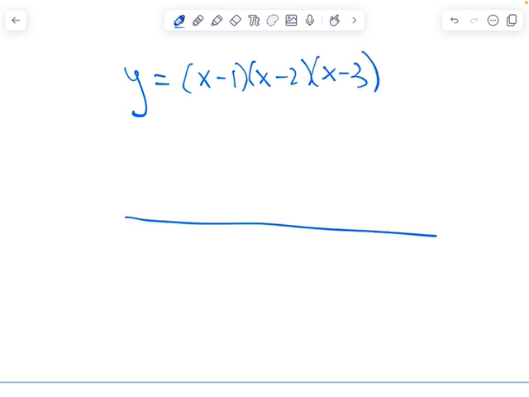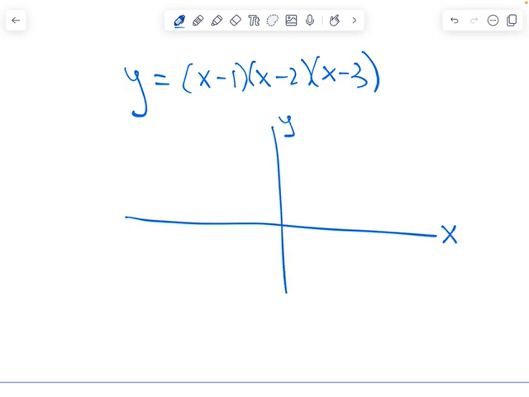Hey guys, this is a video on graphing polynomials and dealing with multiplicity. Let's say we start with an equation like this: y equals (x minus 1)(x minus 2)(x minus 3). Now if we wanted to graph this equation, this is the x-axis, this is the y-axis.